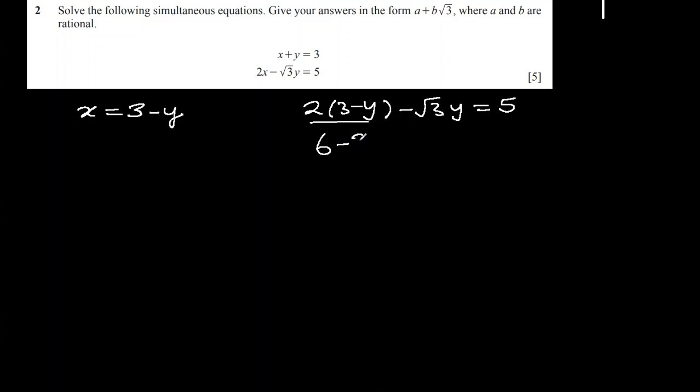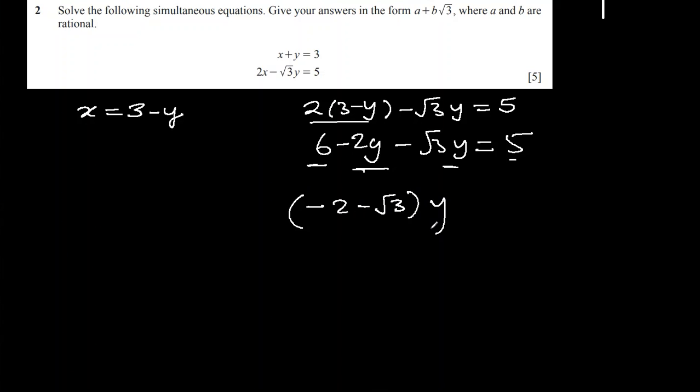So 6 minus 2y opened minus square root 3y equal to 5. And these two y's, we will combine. This 6 will go to the 5. So minus 2 minus square root 3 y. I took y common from these two, and 6 went to the 5 side as 5 minus 6 here. So y becomes 5 minus 6, which is minus 1, over minus 2 minus square root 3.